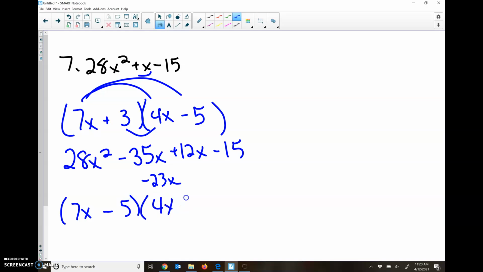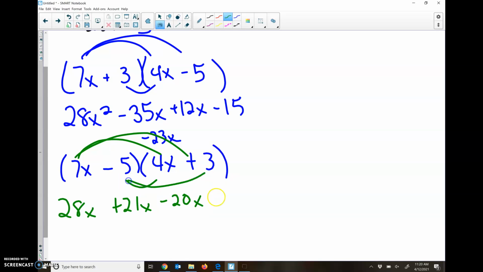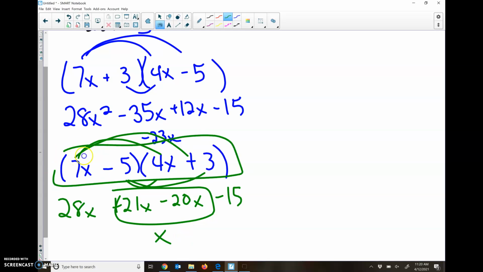So something like this could even work. So that gives me my 28x squared. That gives me positive 21x. This gives me negative 20x. That gives me my negative 15. And then when I combine those, I get that single x I'm looking for. So I had the right numbers with a 7x, a 5, a 4x, and a 3. I just put them in the wrong spot.